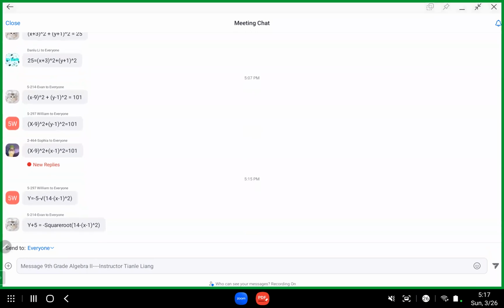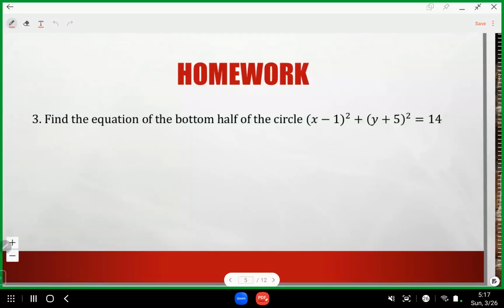All right, so I see we have a couple of answers. Very good. This is exactly, I think, how it should be, a half circle from that. Before we even try to solve this problem, let's first try to find the equation of the bottom half of the circle.